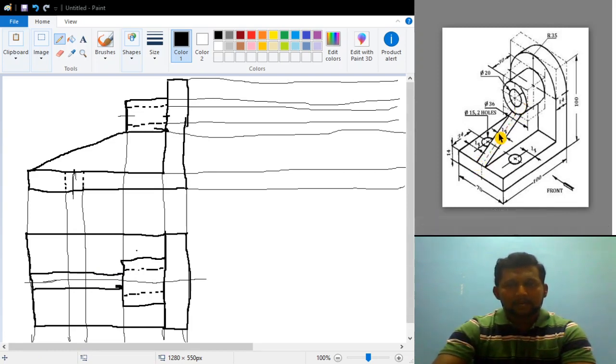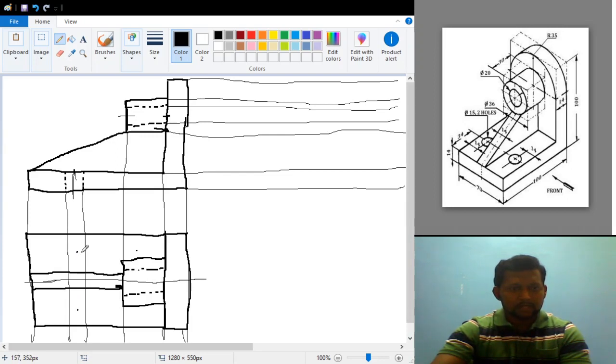And after this, in the top view we are left with another two circles. In the top view these two circles are visible. What is the location of these two circles? From this end it is 34, and inside it is 14. So the inside distance is 34, and this inner distance is 14. I will mark a center. And somewhere here also the inside distance is 10 mm.